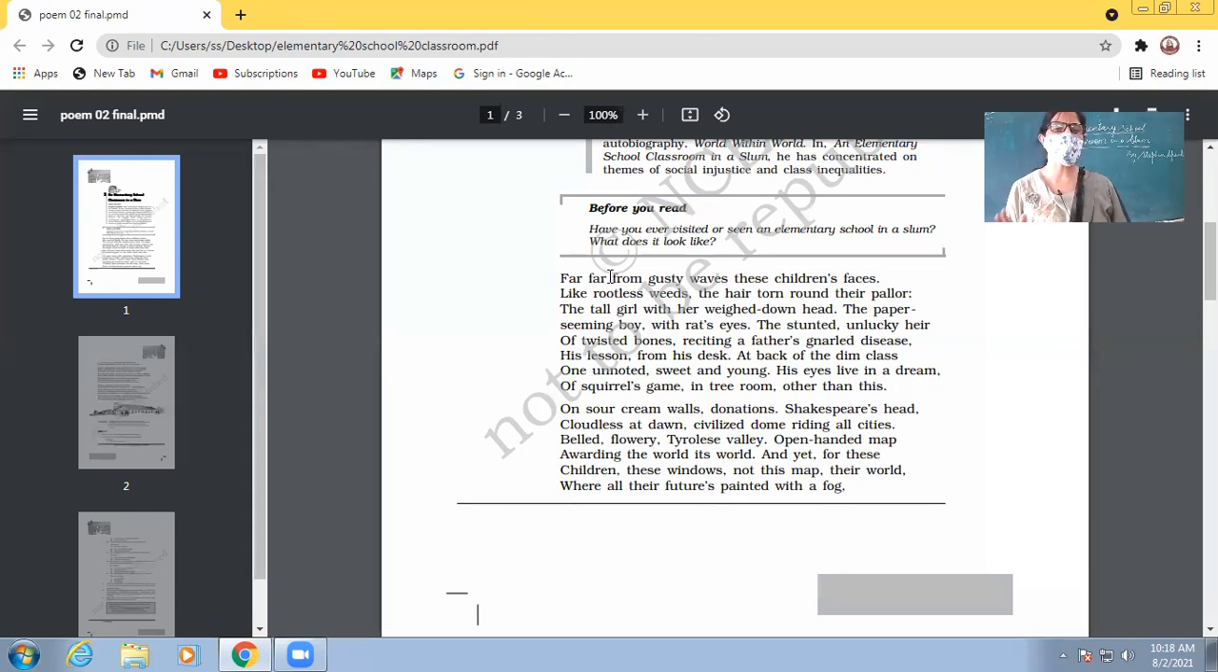So far, far from the gusty waves. The gusty waves are the strong waves, the strong winds, which also symbolize change. Okay, wherever there are waves, it means there is change, there is progress, there is development. Gusty waves, strong winds, are symbolic of change, development, prosperity.